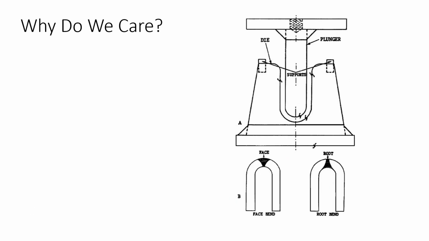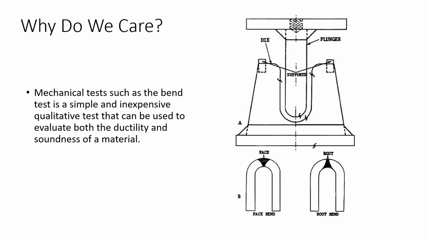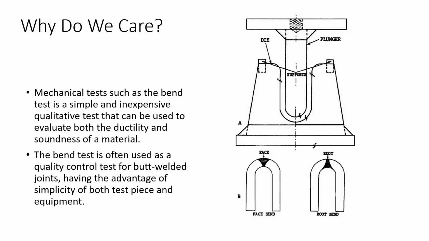So why do we care about this? Well, the mechanical bend tests, these are simple. You cut a piece of metal out of a weld and you bend it. And if it doesn't come apart, break, or have too many defects on it, it's going to pass. It's going to tell you that the weldment has enough ductility, and our welding procedure is going to be solid, and we can go forward.